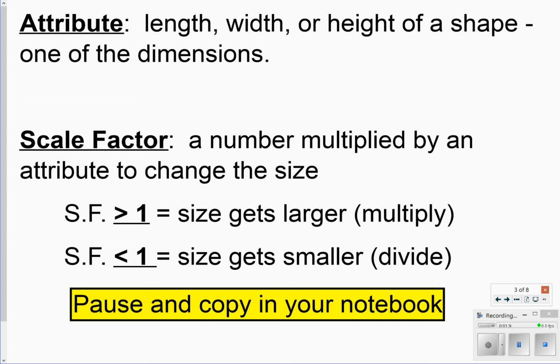So if our scale factor is greater than 1, then the size of our shape is going to get larger. We're going to multiply. But if our scale factor is less than 1, the size is going to get smaller, and therefore we're going to divide. I'd like you to go ahead and pause the video and put this information into your notebook now.